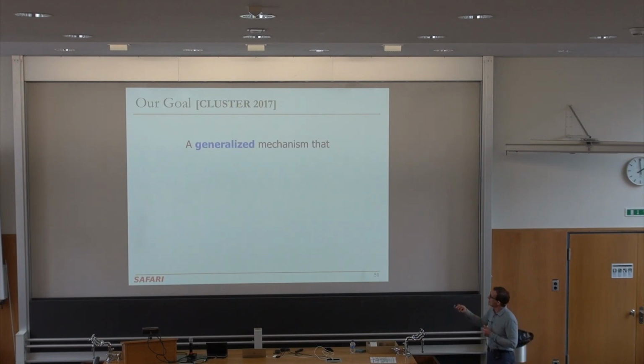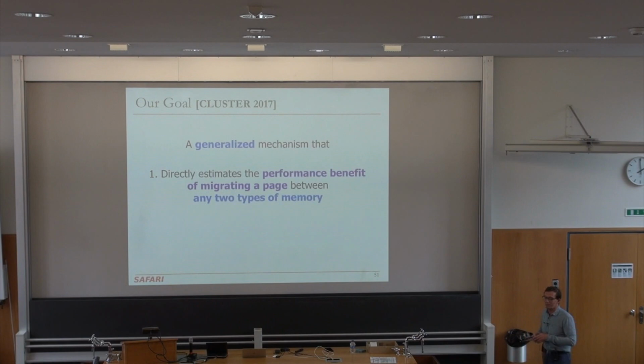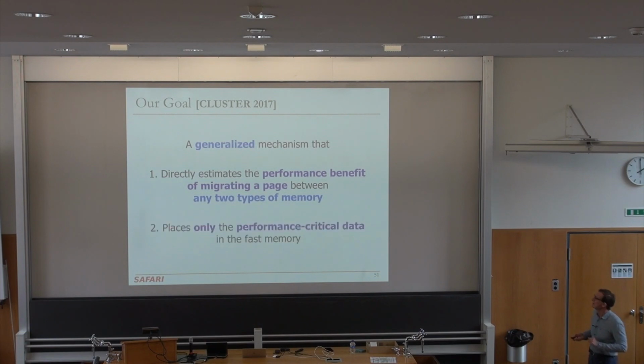Basically, what we wanted to do in this work is to have a generalized mechanism that first can directly estimate the performance benefit of migrating a page between any 2 types of memory. That's the goal. If you have a generalized mechanism, that's nice, right? And the second is that it places only the performance critical data in the fast memory. That's the hope. Now it may not be easy to do it, and the model we developed is better than previous models, but it's not necessarily the best thing that you can have. For example, it doesn't fully consider the load balancing decisions between different channels, right? That's another thing to consider, but it's not very easy to consider always. And that's very dynamic as well.